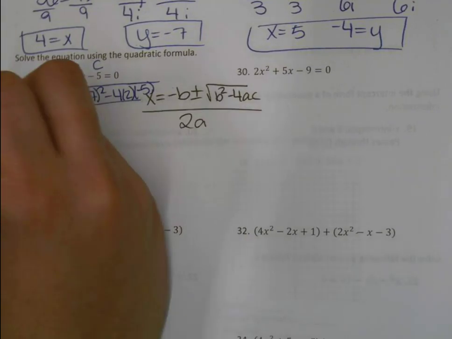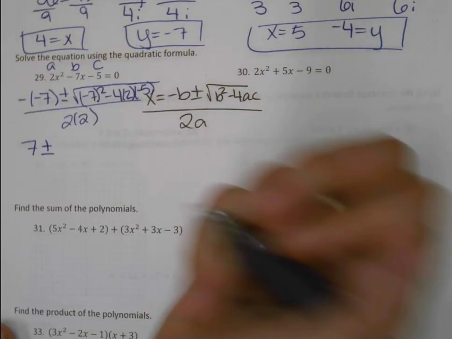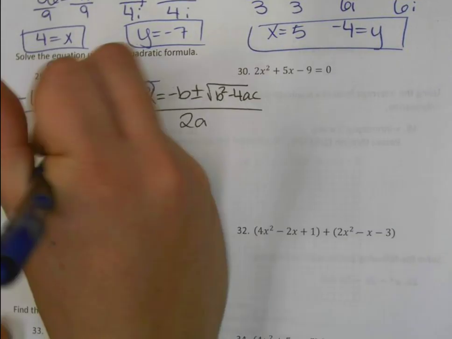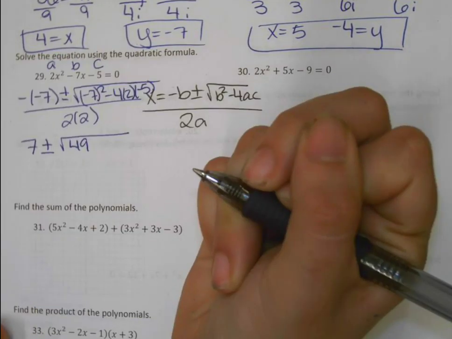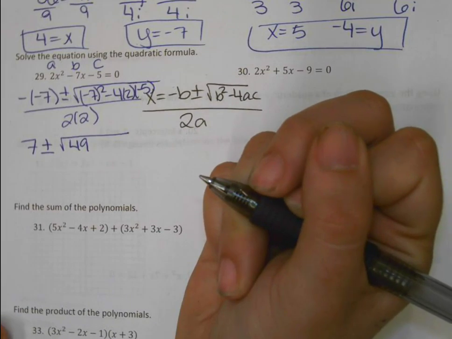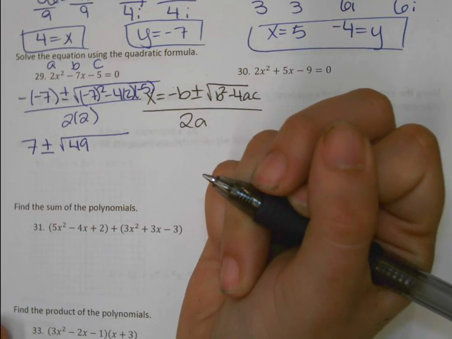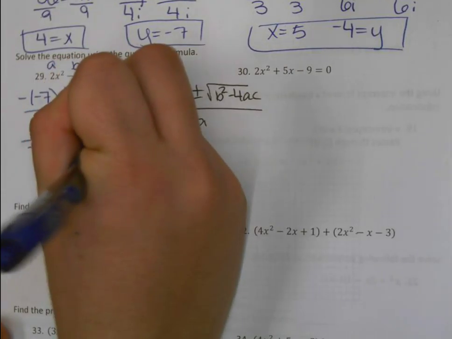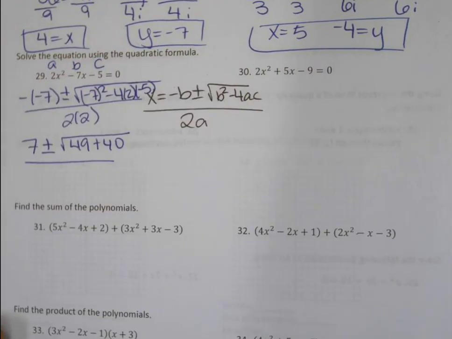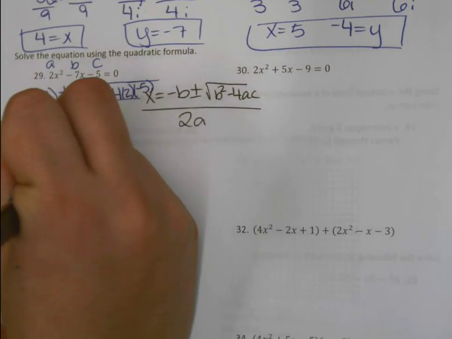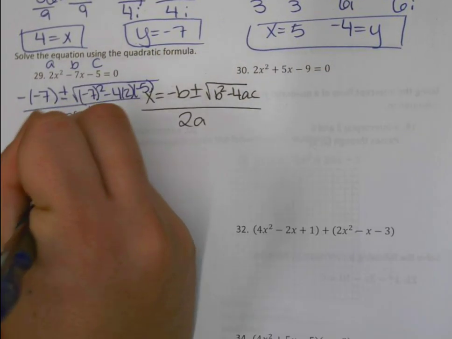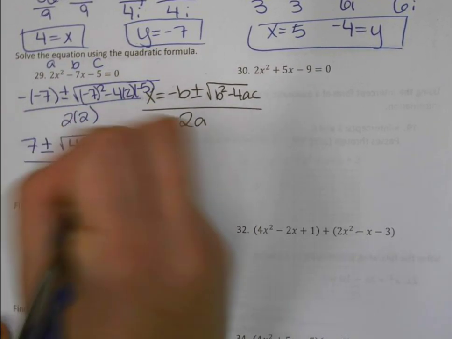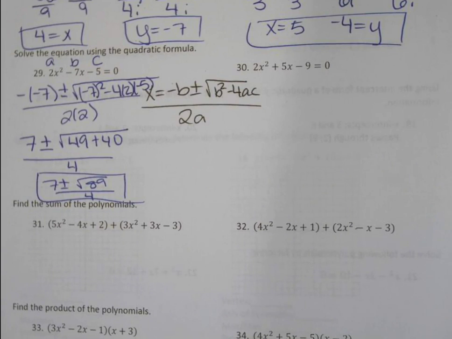So then the negative 7 is just 7. What's negative 7 squared? 49. And negative 4 times 2 times negative 5? 40. And 2 times 2 is 4. 49 plus 40 is 89. On the final, these ones you can't simplify the radical.